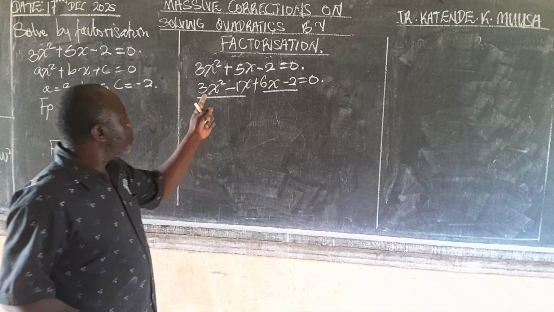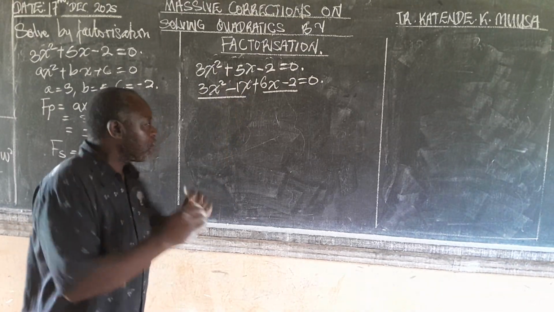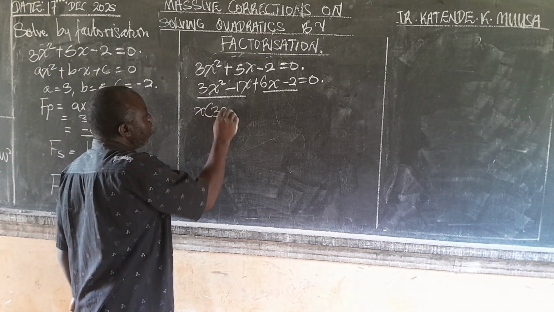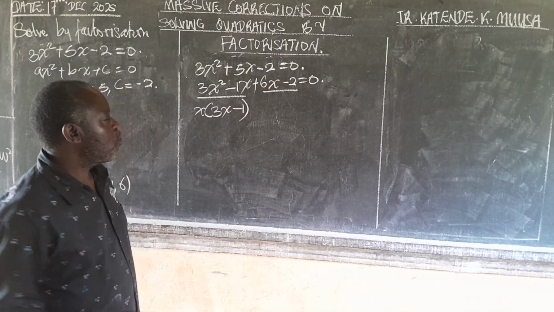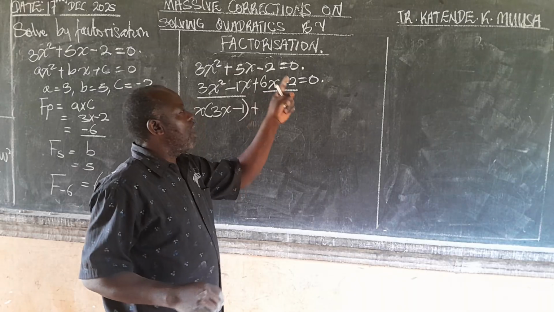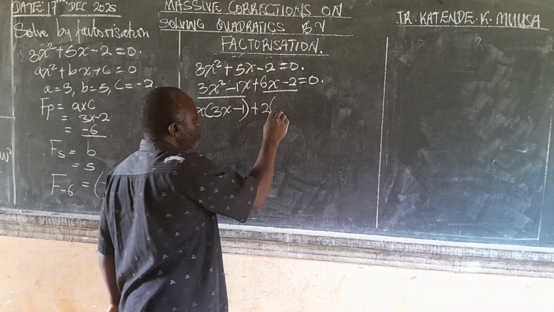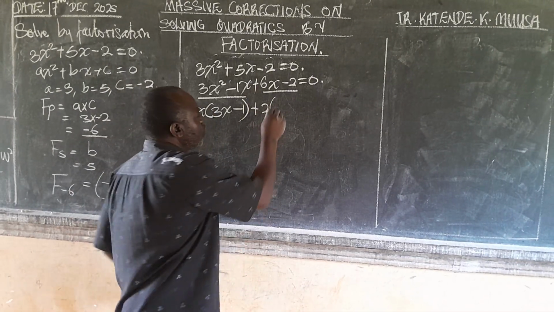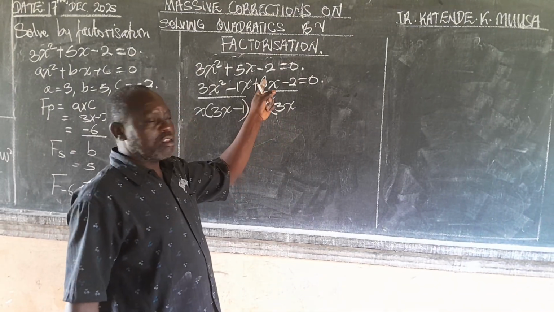When you group, what is common here? Here there is x squared, there is x. Therefore, x is common. So we have x into 3x. Now what's remaining here? There is negative 1. Plus, now what is common with the 6x and the 2? There is a 2 inside 6. Therefore here we have a 2. How can we determine what remains here? 6 divided by 2, we get 3. So we have 3x, that when we multiply, we go back to this.